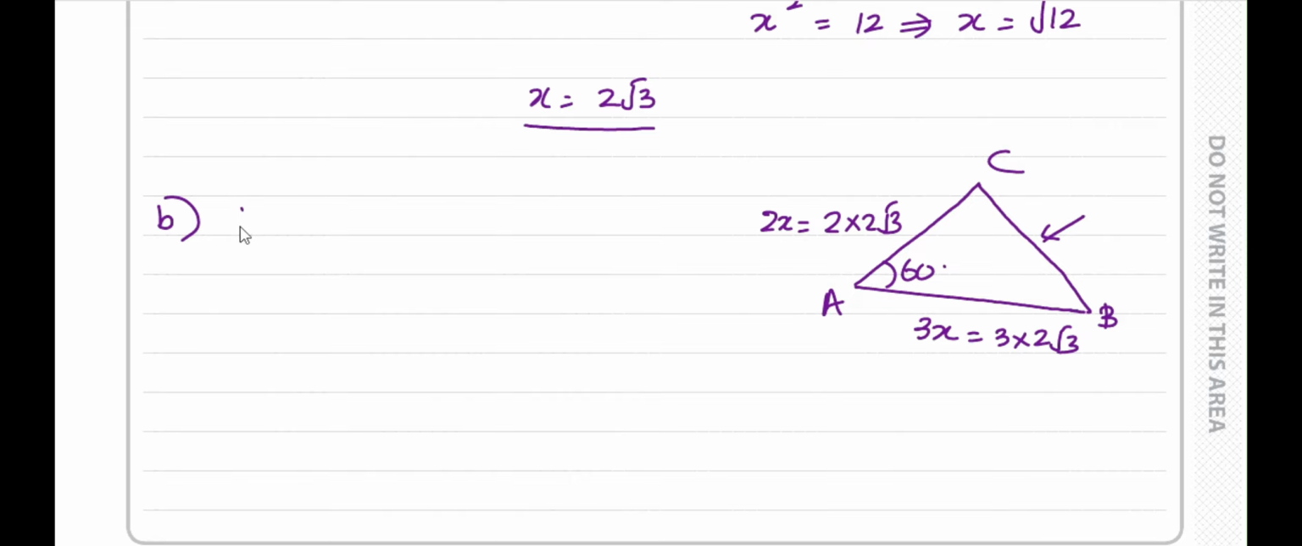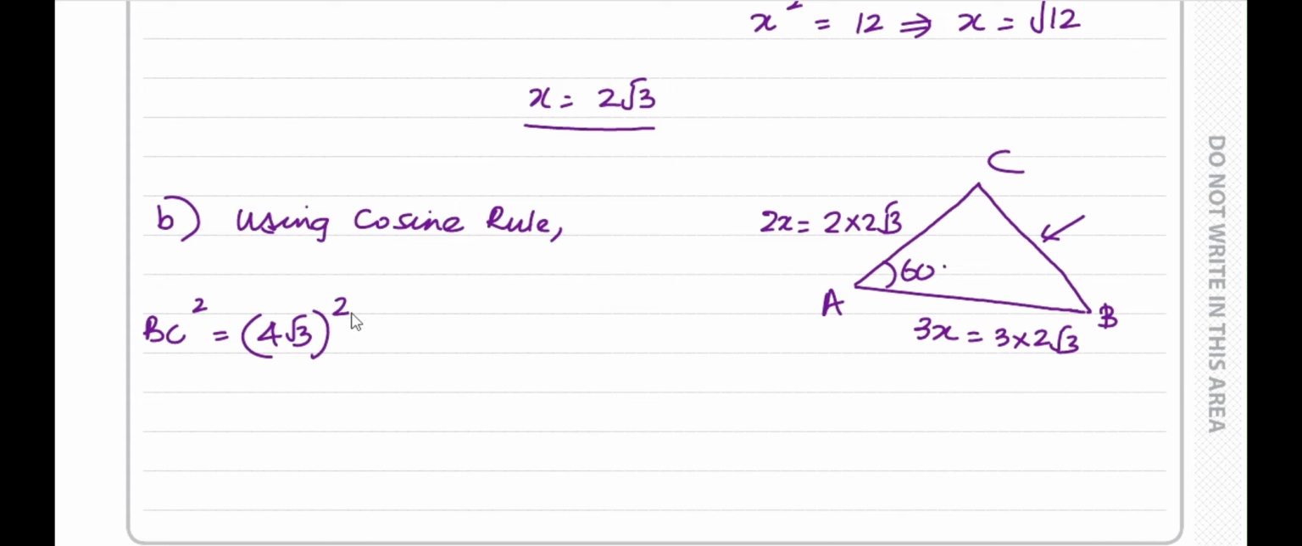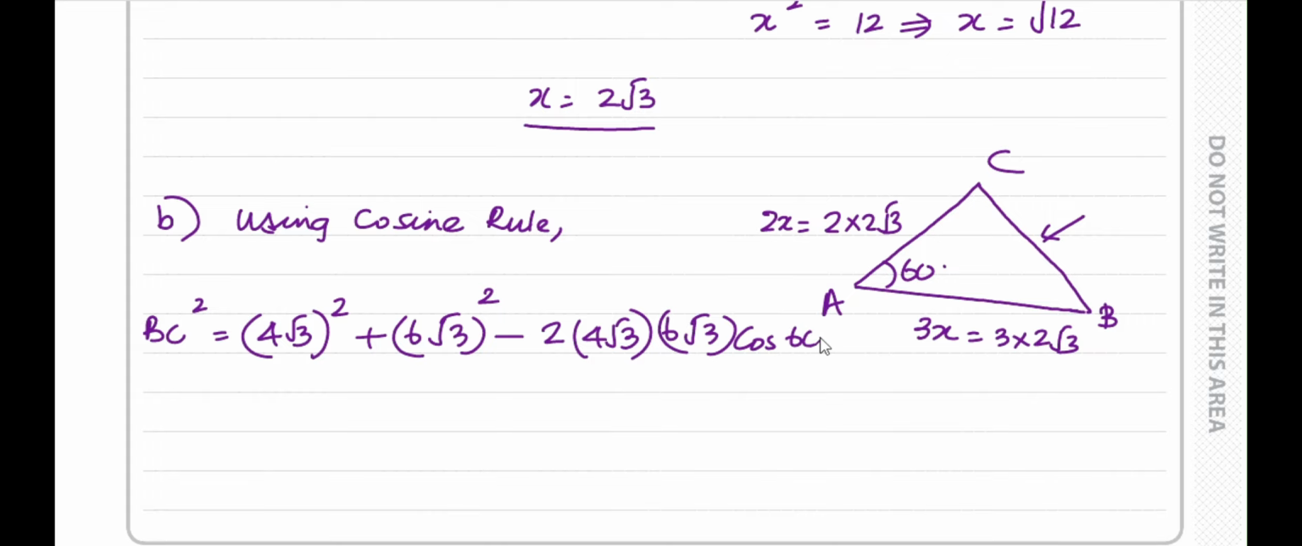So, using cosine rule, BC square equals (4 root 3) square plus (6 root 3) square minus 2 times (4 root 3) times (6 root 3) times cos of angle 60.